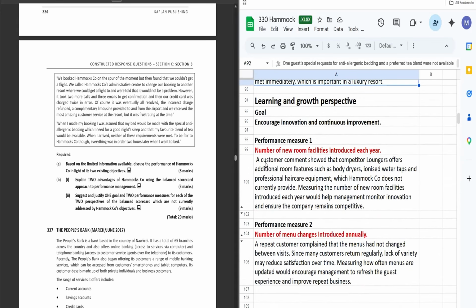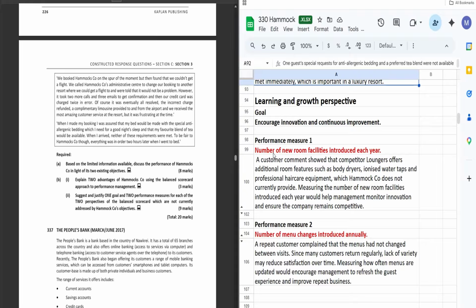And the next missing perspective was the learning and growth perspective. So the goal here is to encourage innovation and continuous improvement. The company is giving training, but from the comments we have received from customers, innovation is currently lacking. Some customers mentioned that every time they visit the Hammock company resort, the same kind of menu is available. They are also comparing Hammock with competitors, saying that competitors provide equipment or facilities in the room which Hammock company lacks. So we need to think from the innovation point of view here.